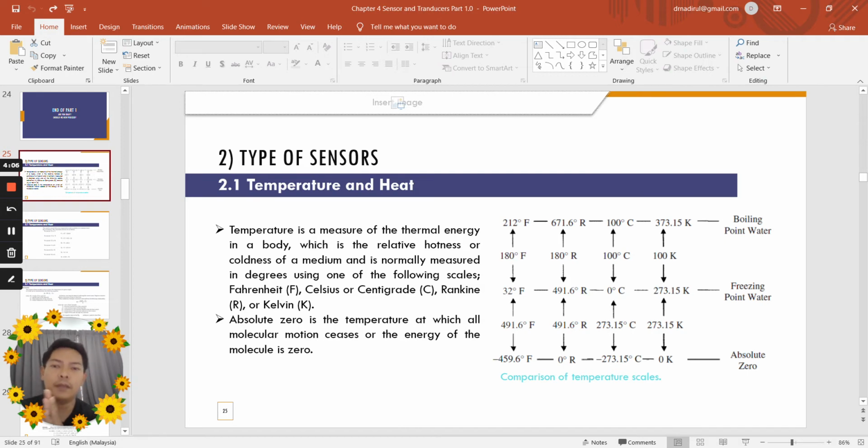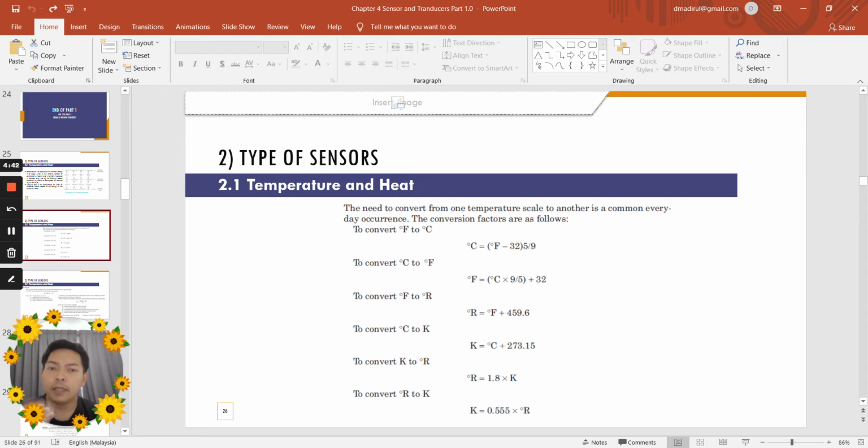The first one is temperature and heat type of sensors. Temperature is a measure of the thermal energy in a body, which is the relative hotness or coldness of the medium, and is normally measured in degrees using one of the following scales: Fahrenheit, Celsius or centigrade, Rankine, and also Kelvin. Absolute zero is the temperature at which all molecular motion ceases, or the energy of the molecule is zero, so it is known as absolute zero.